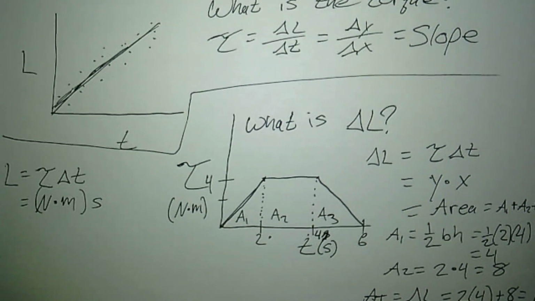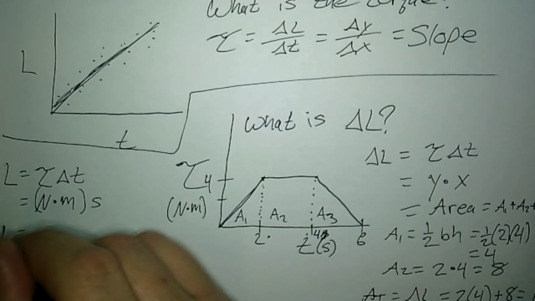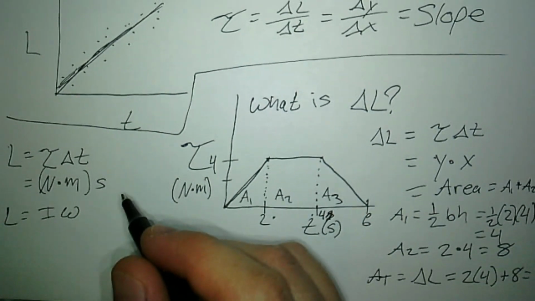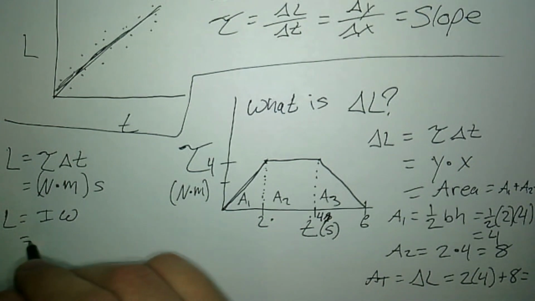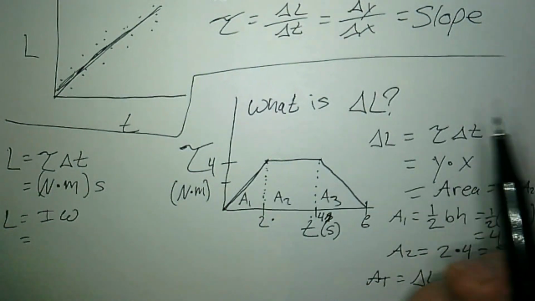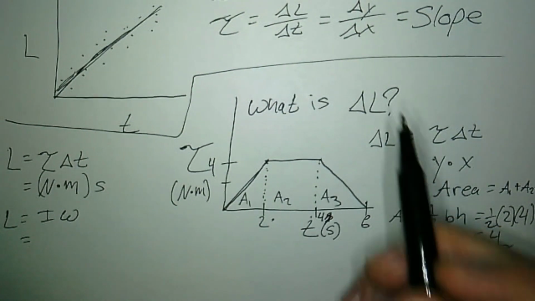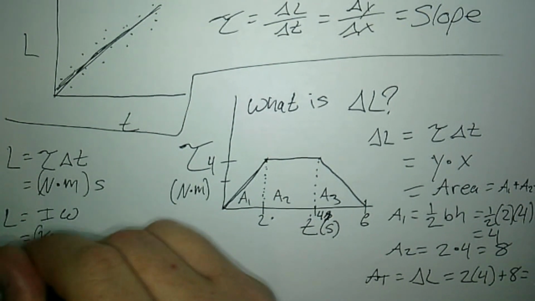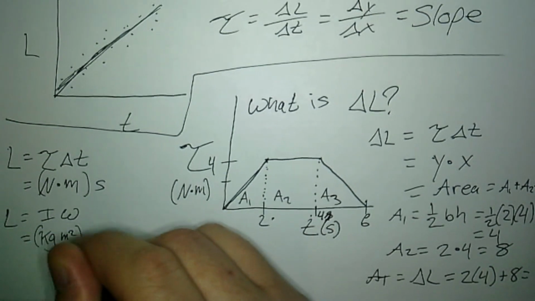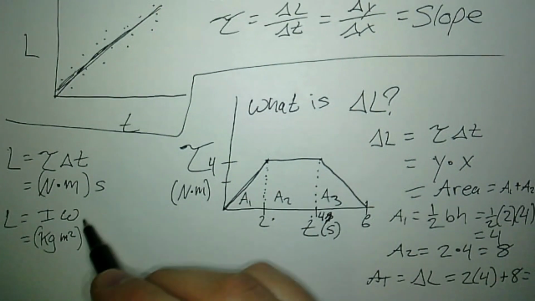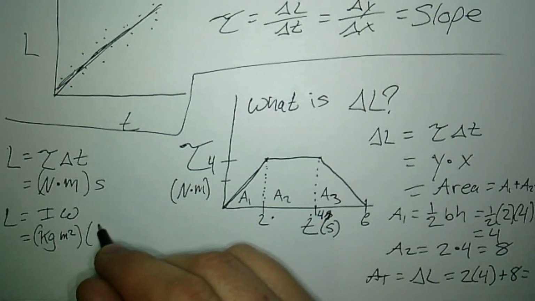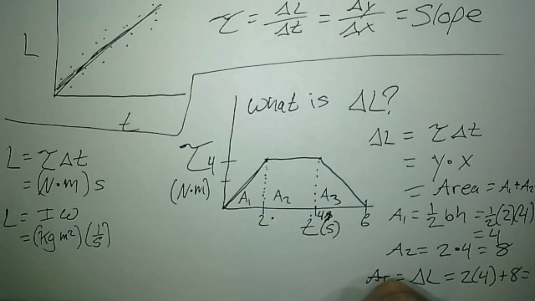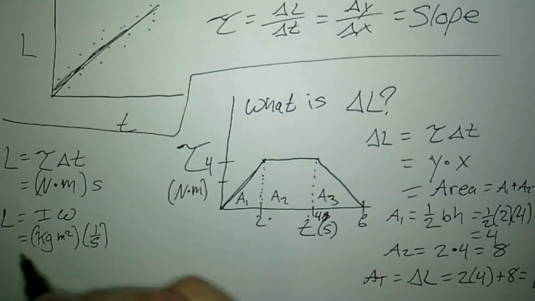Or another way we could look at this, we could say L equals I omega, which is a slightly longer way. What's the unit of I? I don't remember either, but I know that moment of inertia has the form of mass times radius squared, so this is going to be kilograms meters squared. And what's the unit for omega? Radians per second. But radians are a fake unit, so we're just going to write 1 over seconds. So that doesn't look the same at all, does it? Dang. Well, let's simplify this.